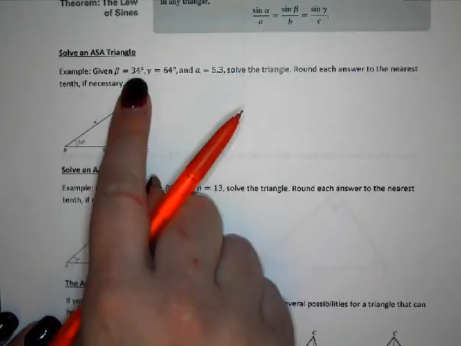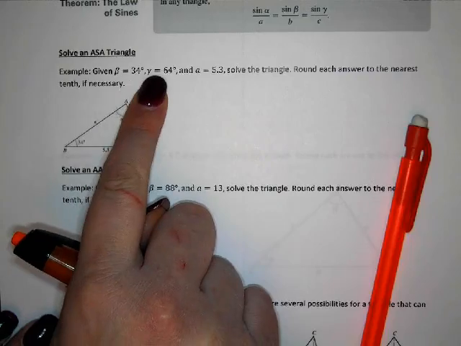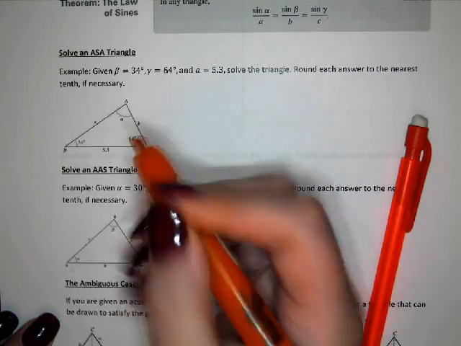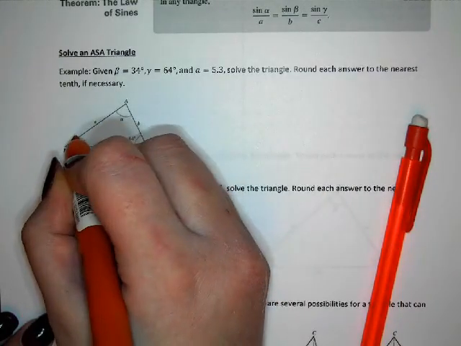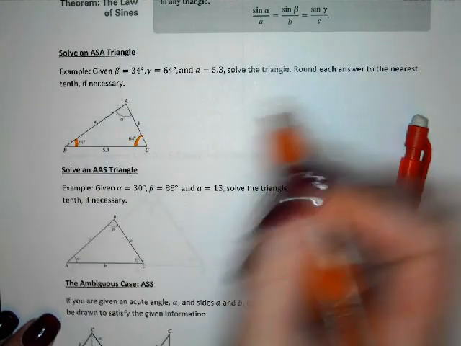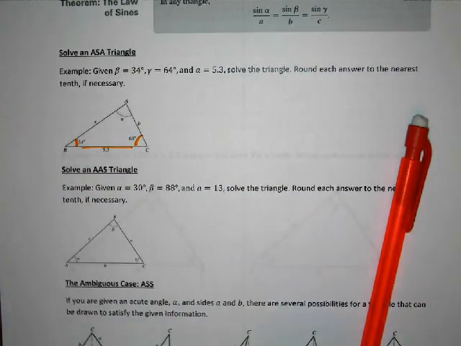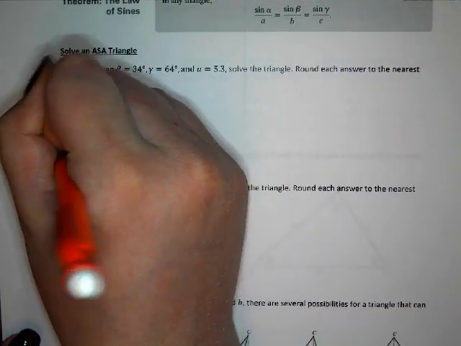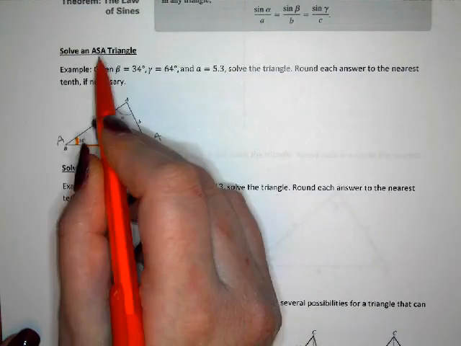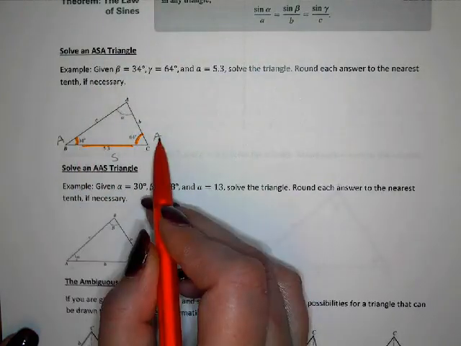Okay, so first two situations, we're going to solve an angle side angle triangle and an angle angle side triangle. So here they gave us some information. They said that angle beta is 34 degrees, angle gamma is 64 degrees, and side A is 5.3. If I go through and mark these, there's angle beta, here is angle gamma, and then here is side A. You can see that what I have just labeled is angle, side, angle. They kind of go in a row. That's what I mean when I say an angle, side, angle triangle, is that the information they gave you is right in a row like that.